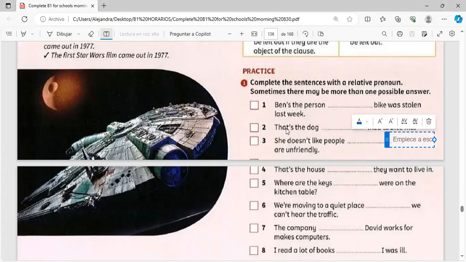The tree? Number one, do you agree with that or with whose? The bike belongs to Ben. Whose. It is whose.